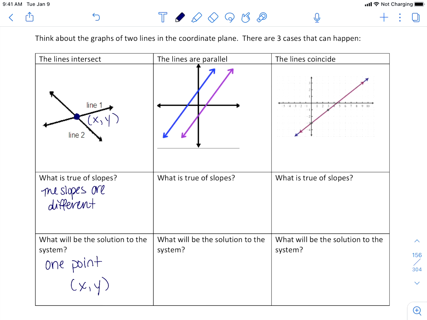All right. If the lines are parallel, then they will never intersect. So what's true of the slopes is that the slopes are the same, but the graphs have different y-intercepts. What will the solution to the system be? There actually is no solution here because the lines never touch.